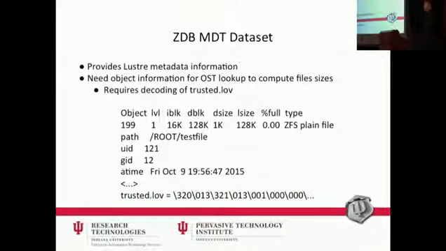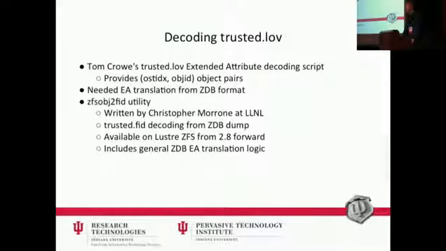As it turns out, Chris Marone, who's out there somewhere, had written this utility called ZFS object to FID. What this does is use ZDB, if you have a ZFS object, to turn that into a Lustre FID. In order to do that, it had general ZDB EA decoding logic. So we then used that to move forward, and we were able to start decoding the trusted.lovea from the ZDB dump and feed it into Tom's script.